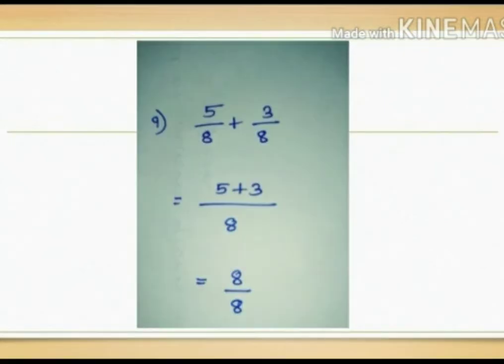Ninth one, 5 upon 8 plus 3 upon 8. Add the numerators 5 plus 3, which is equal to 8 upon 8. Now students, we already studied if the numerator and the denominator of a fraction are equal, then the fraction is equal to 1. Then the answer is 1.